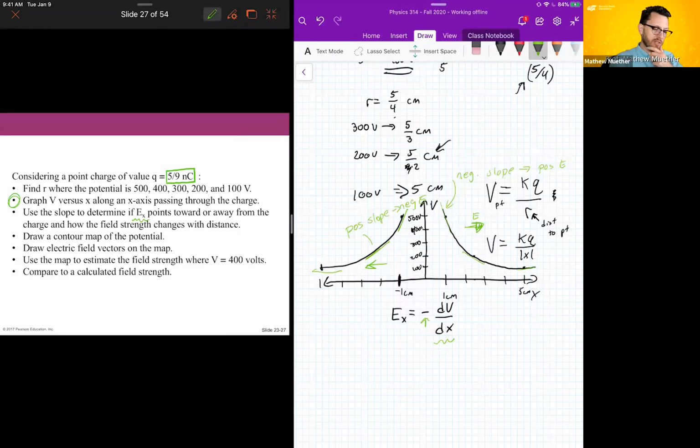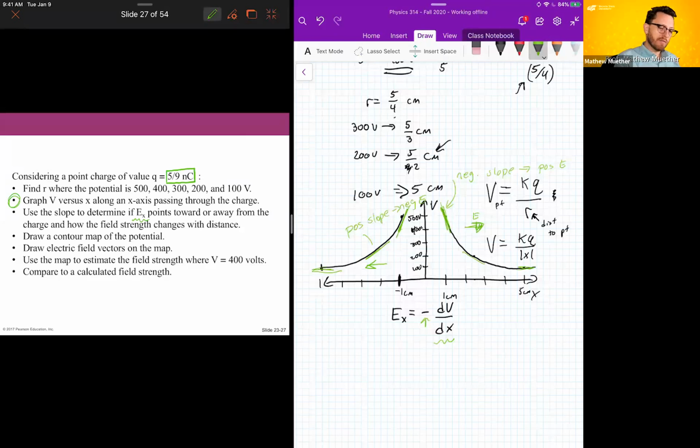What's happening to the strength? Well, look, when I'm close to the charge, the magnitude of those slopes is larger. And as I get very far away, it's decreasing. So I can see the magnitude of that electric field is decreasing as I move away. And I can read that off from the electric potential.